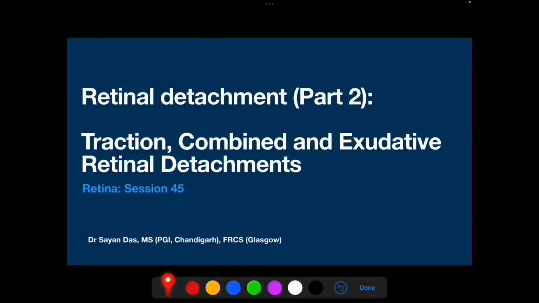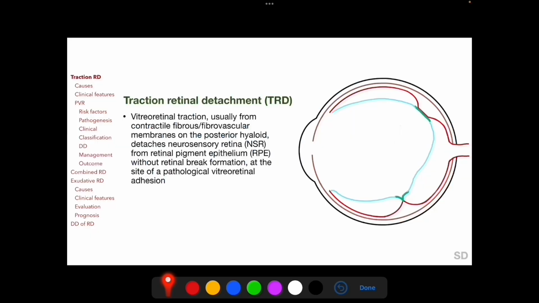Welcome. In the previous session, we discussed rhegmatogenous retinal detachment, and in this session, we'll be discussing the remaining forms of retinal detachment, namely traction, combined, and exudative retinal detachments.